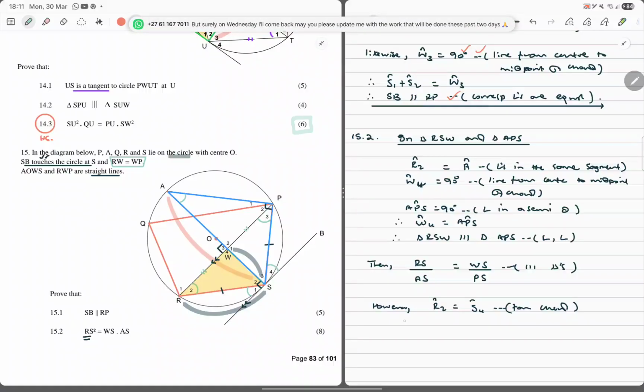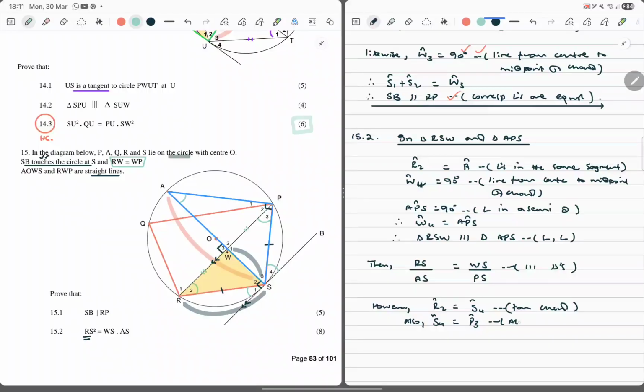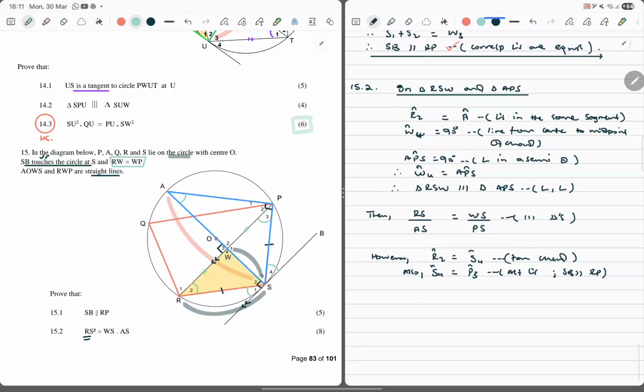Now, also, okay, I know that S4 is itself equal to P3. These are alternate angles with the two lines we proved parallel at the beginning. So it's SW parallel to RP. So what can we conclude? We can conclude that R2 is equal to P3. If this is the case, we can then prove that RS is equal to SP or PS. Let's just say PS.